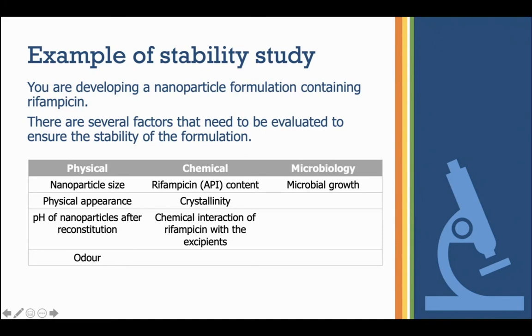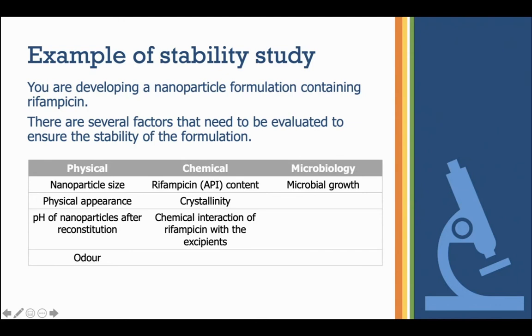So there are several factors that need to be evaluated to ensure the stability of the formulation. For the physical characteristics, we have to make sure that the nanoparticle size, the physical appearance, the pH of nanoparticles after reconstitution, and the odor remain the same during the stability. So this is the physical. Physically, it has to remain the same.